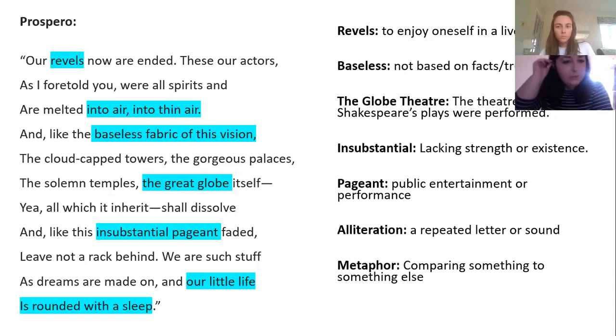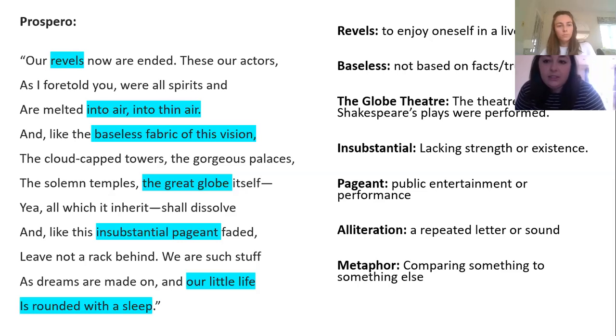So Prospero says, "Our revels now are ended. These our actors, as I foretold you, were all spirits and are melted into air, into thin air. And like the baseless fabric of this vision, the cloud-capped towers, the gorgeous palaces, the solemn temples, the great globe itself, yea, all which it inherit shall dissolve, and like this insubstantial pageant faded, leave not a rack behind. We are such stuff as dreams are made on, and our little life is rounded with a sleep."